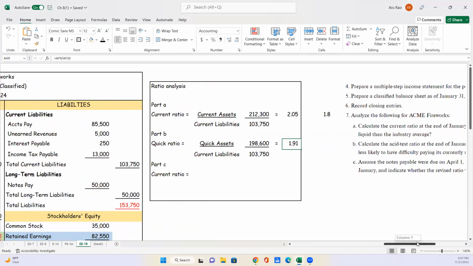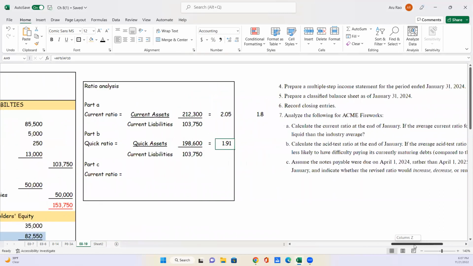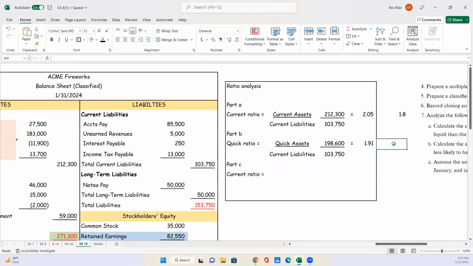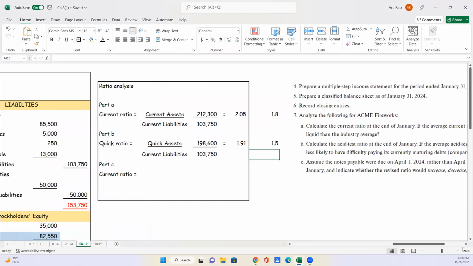1.91. And what did they say our industry average was? 1.5. Okay, so the industry average is 1.5 and we have 1.91. Most certainly, we are better off than the industry. Again, I almost have a 2-to-1 ratio, which is a very healthy number for anyone in the retail business. Now let's see what they tell us. They're asking us to make a change.